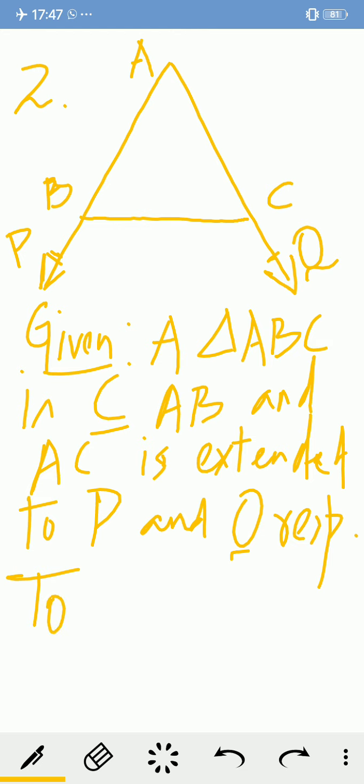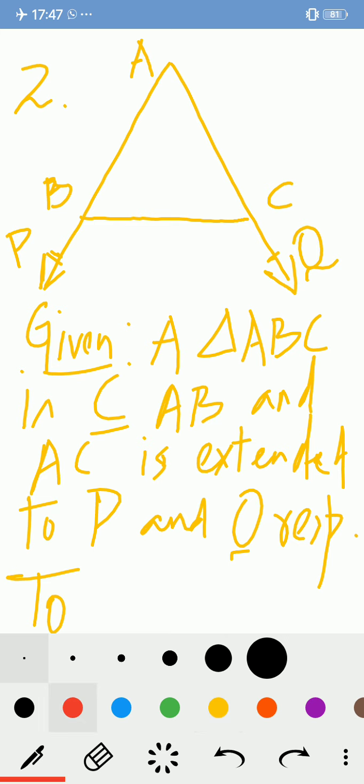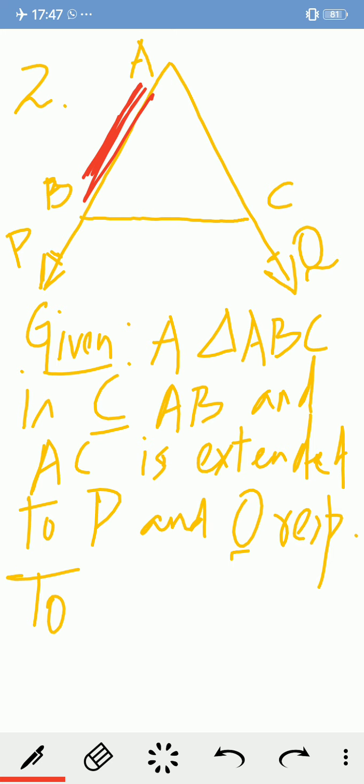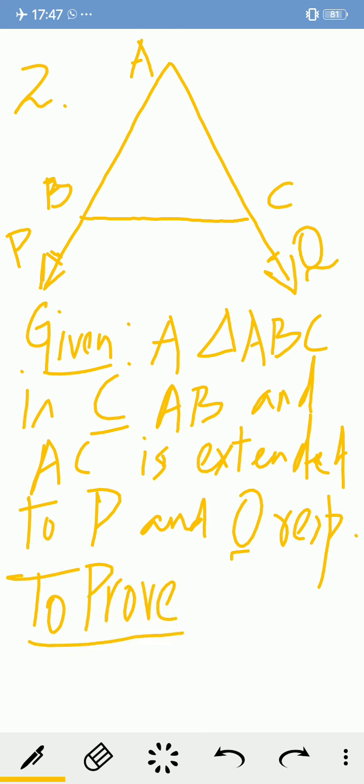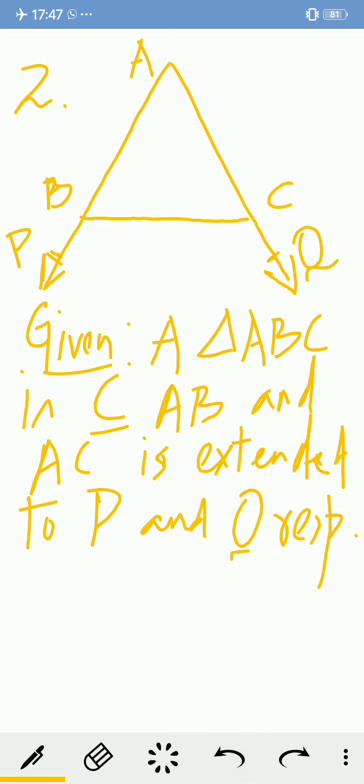That means this AB is extended to this point, point P, and here AC is extended to this point, point Q. Okay, now to prove. What we are going to prove, there is one more thing given. Let's write that thing first. This is also given that angle PBC is less than angle QCB. Angle PBC, so that means this angle, is less than QCB, that means this angle.